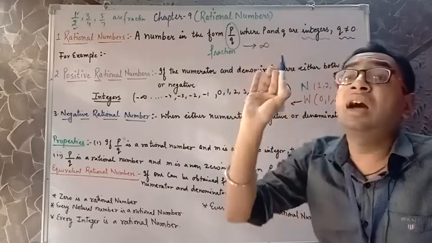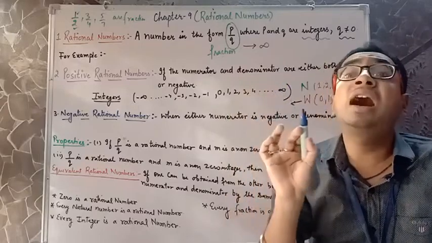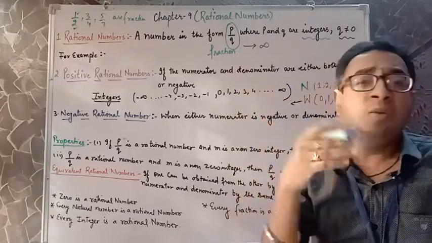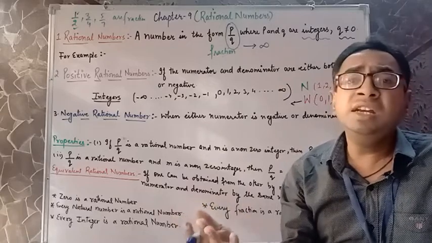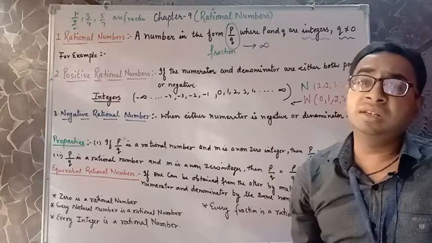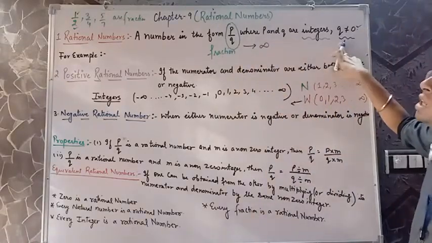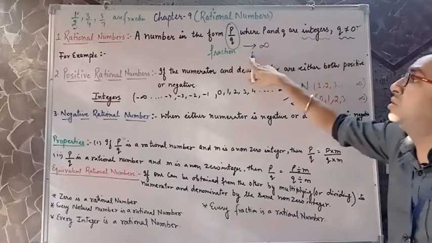Hence, which is undefined. If any number is divided by 0, it is called an undefined number. Hence, what is the need of undefined numbers? If we are not able to define a number, what is the need of considering that number? That is why the very important condition is that q, the denominator part, cannot be 0.